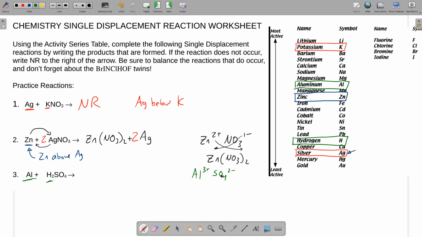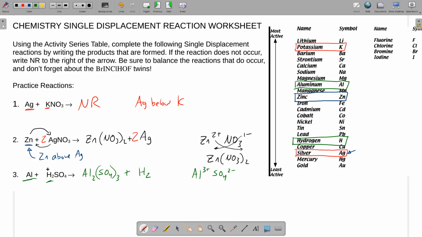And aluminum had a charge of 3, sulfate had a charge of 2. So that chemical formula is going to be Al2(SO4)3, because the aluminum's got to go with the sulfate. And then the other chemical that has to be formed, because aluminum replaces hydrogen, is hydrogen, which has got to go all by itself, and hydrogen is a diatomic, just H2. So you've got the aluminum sulfate and the hydrogen. Those are the two products.